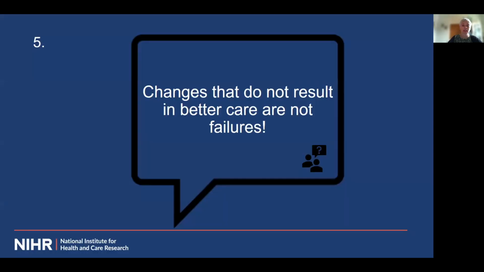Top tip 5, leaders need to understand and promote the equipoise in audit and feedback research. So negative trials to improve effectiveness are not seen as failures of the audit or the research. It just means that that is not the best way to improve an audit's effectiveness.